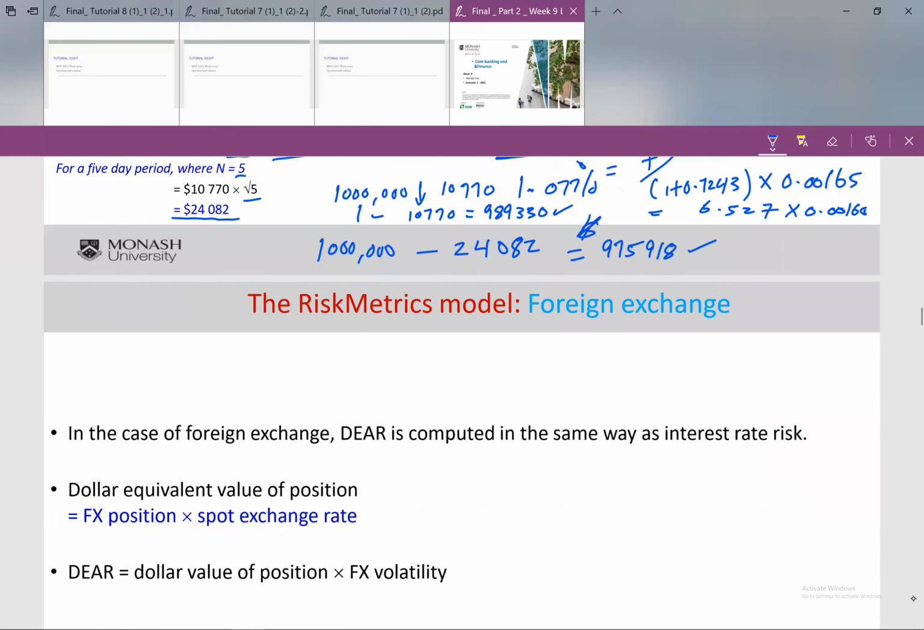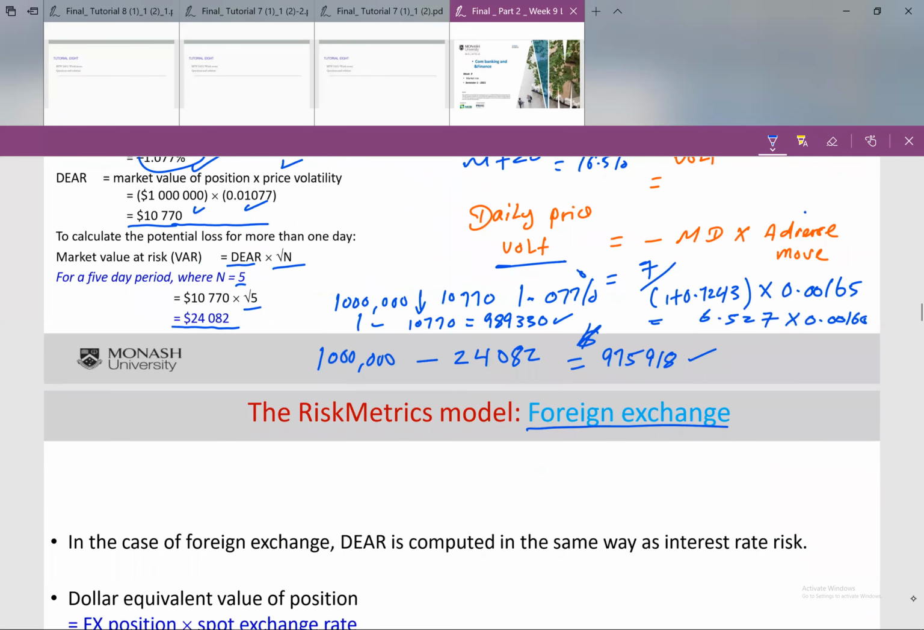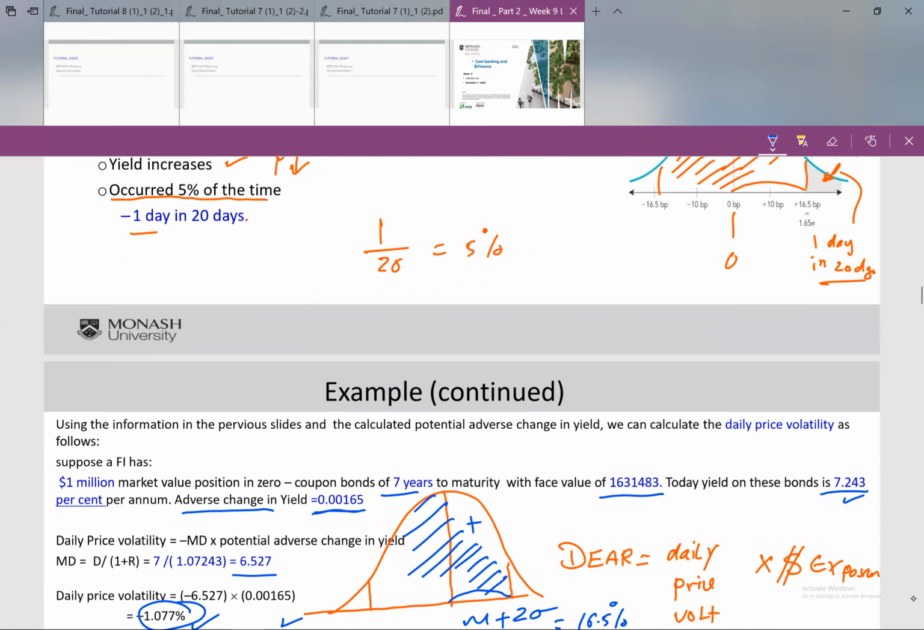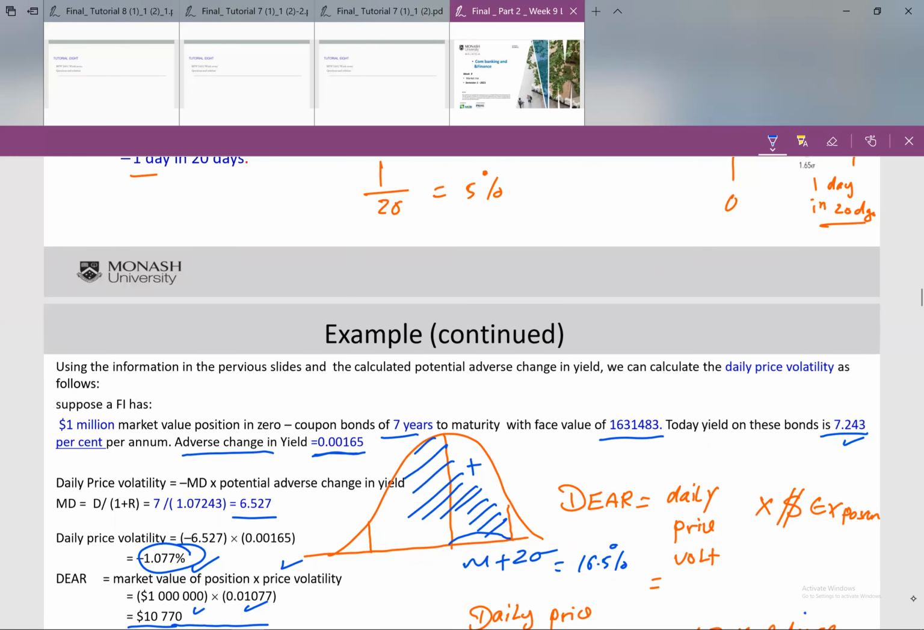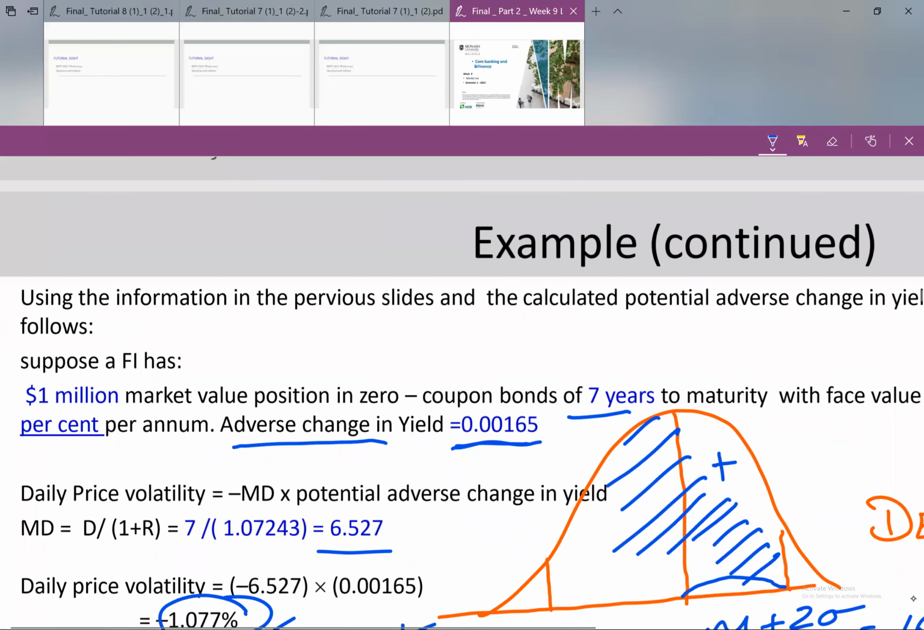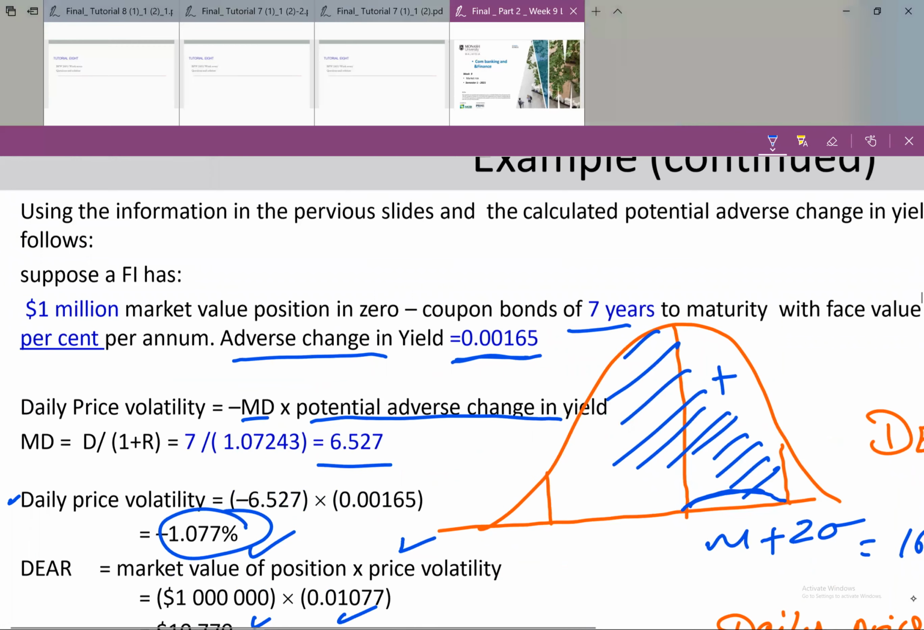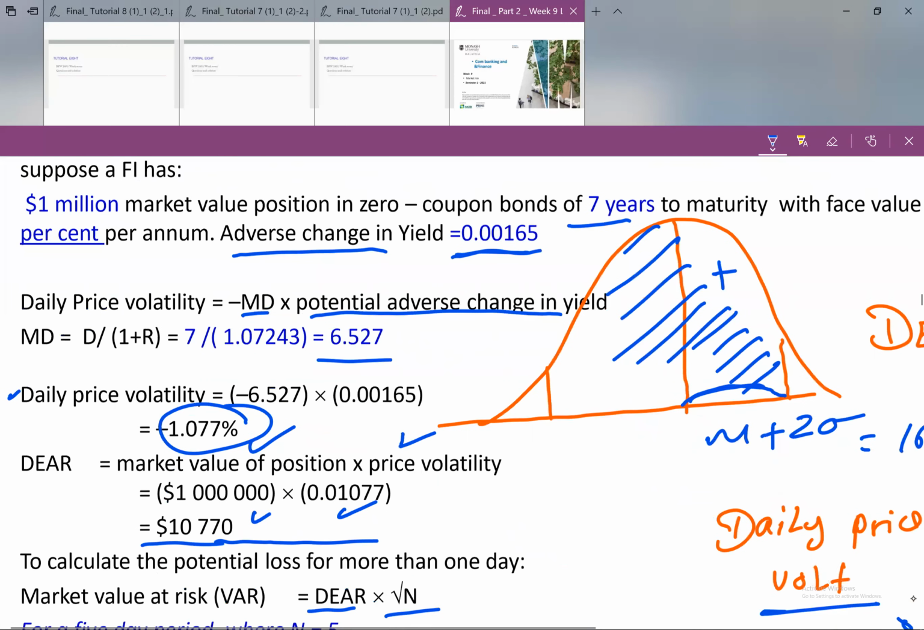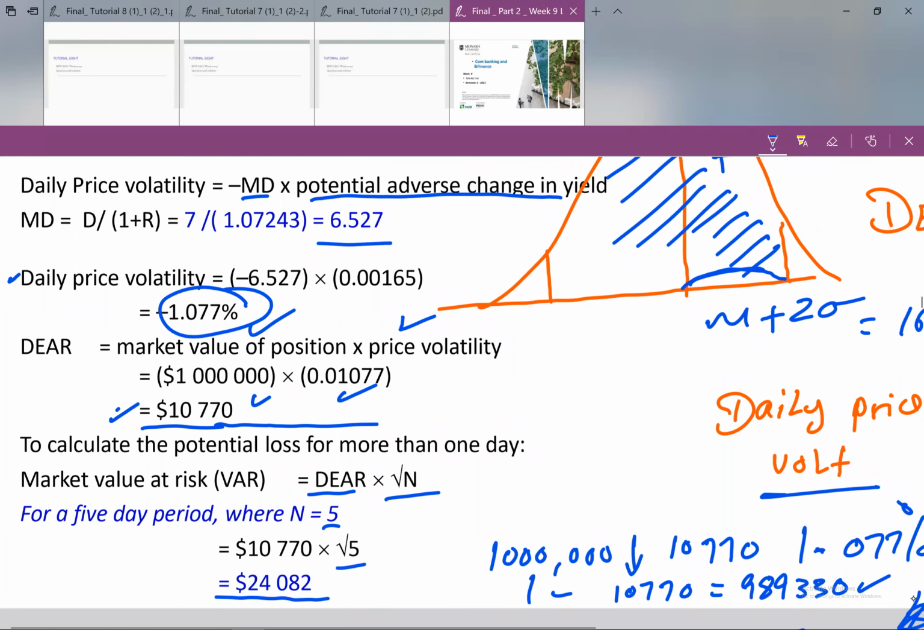Now let's move to the next asset class, which is foreign exchange. Just to remind you, when we calculate the DIR, we have to calculate the price volatility. We first have to calculate the adverse change, as I told you, this area. Then we have to calculate the modified duration. Then we multiply both of them to get the daily price volatility. Then we multiply the daily price volatility by my exposure, which means my investment in this class, to get the DIR for 1 day. If I want it for more than 1 day, I multiply it by the number of days I choose, it can be 10 days, 15 days, whatever, under the square root.